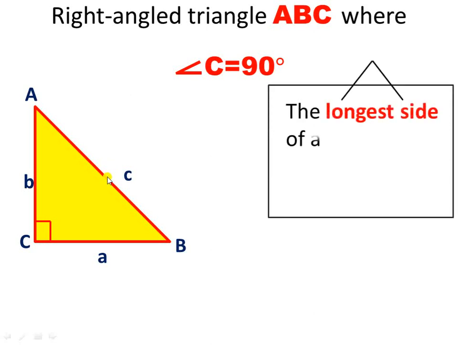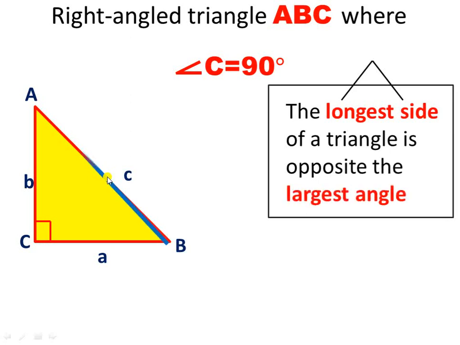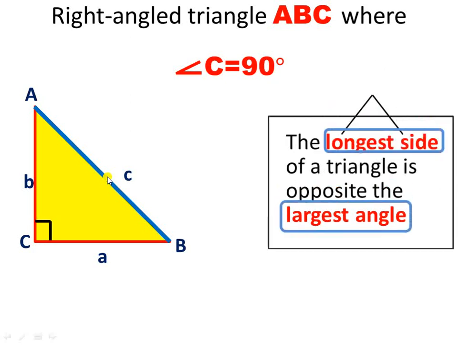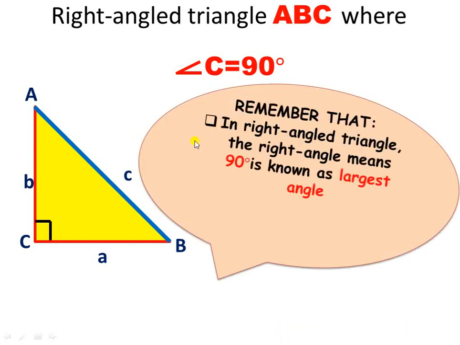The longest side of a triangle is opposite to the largest angle. Here, side AB is the longest side of the triangle, while angle C is the largest angle of the triangle. So in a right angled triangle, the right angle, meaning 90 degrees, is known as the largest angle. It means that in a triangle there should be a 90 degree angle, so it is known as the largest angle of a triangle. So here C is the 90 degree angle, that is the largest angle of a triangle.